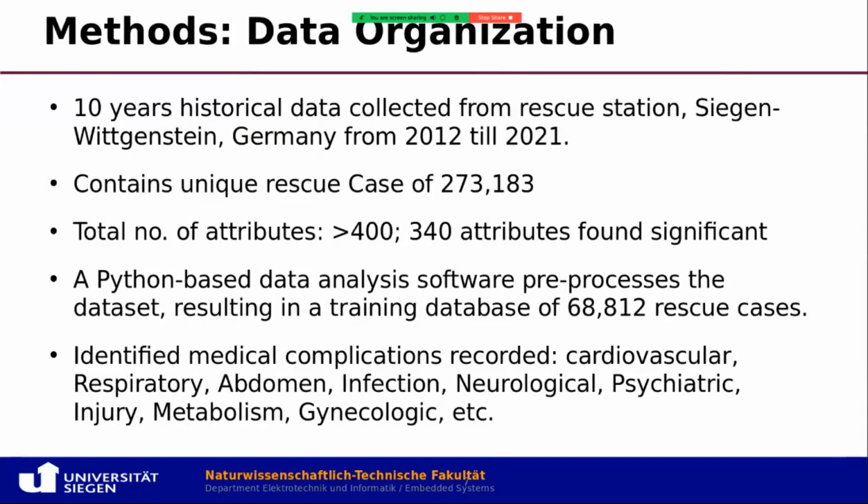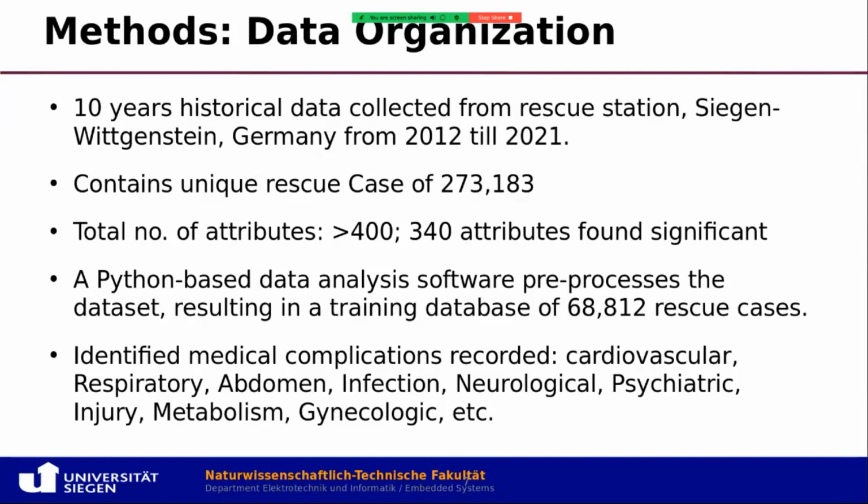The method we used was first to organize the data. This data was gotten from the Siegen-Wittgenstein rescue station over 10 years. It contains about 2,073,000 unique cases with over 4,400 attributes. 340 attributes were found to be related to what we should use. Then we sorted that out and got approximately 69,000 rescue cases.